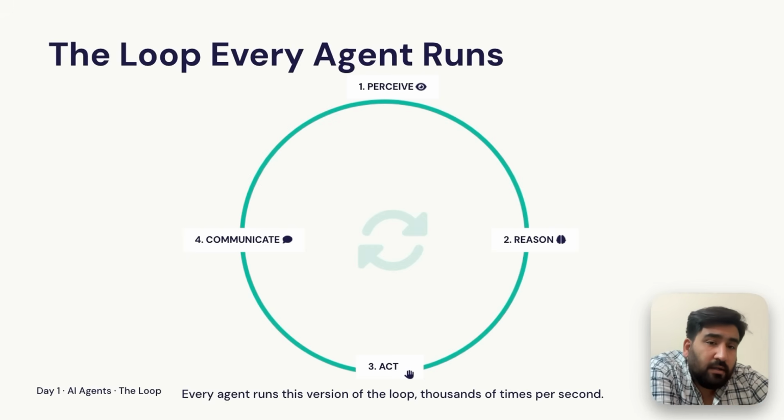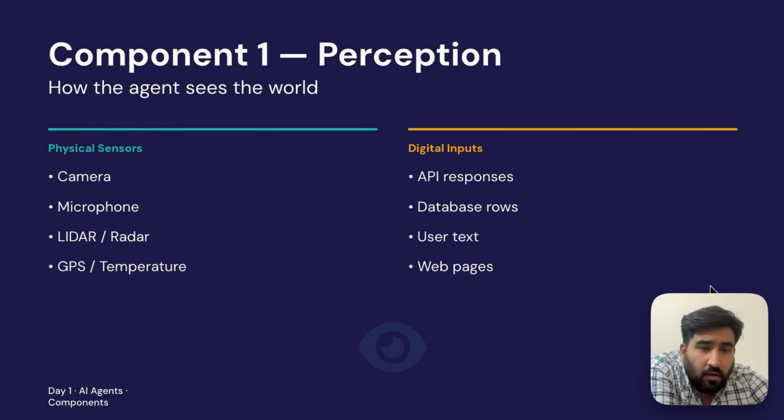So, component one is perception. How does an agent see the world? Look at the two columns on the slide, okay? On the left, the physical sensors: a camera for vision, a microphone for sound, lidar for self-driving cars and warehouse robots, GPS for location, and so on. Temperature sensors for IoT, pressure sensors for industrial agents, and so on. These are the sensors on robots or autonomous cars used every day.